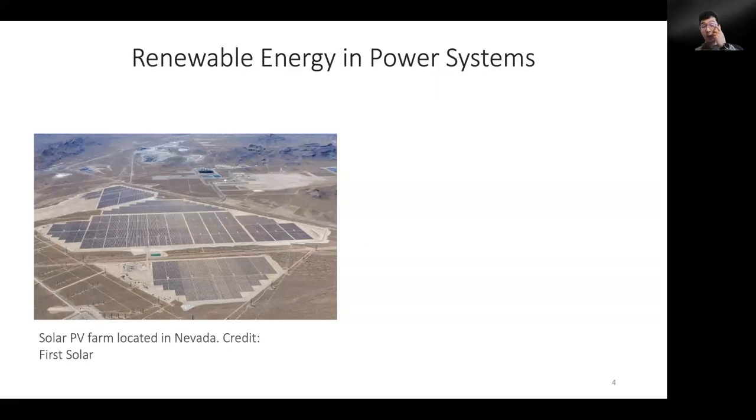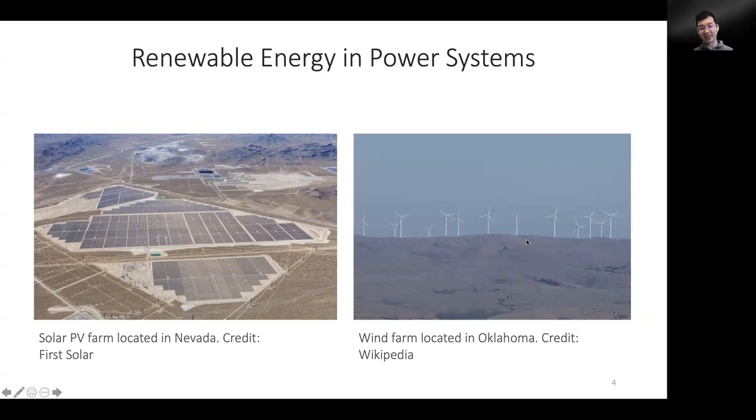So one noticeable trend in the modern electric power system is the increasing level of renewable energy. This picture shows a solar PV farm located in Nevada. As we can see, those are solar photovoltaic PV arrays. And over here in the upper middle, it's a substation where the voltage is getting stepped up. And on the right is a wind farm.